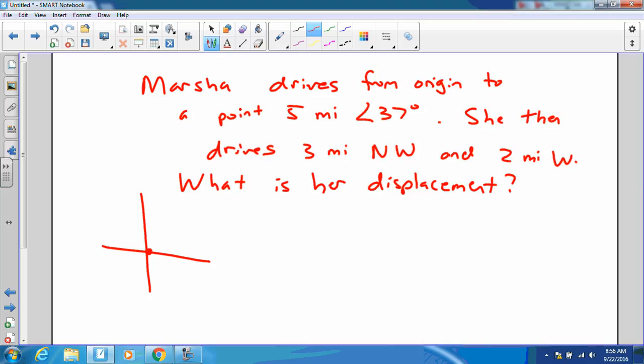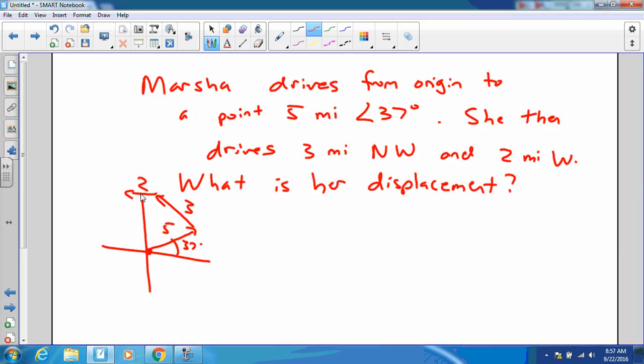Now, we need to visualize this just so you can see what we're talking about here. We start at the origin, we go up 5 miles at an angle of 37 degrees, like that, and then we go 3 miles northwest, and then we go 2 miles west. So we're somewhere over here. It's a little bit unclear whether we're going to be on this side or that side of the y-axis.